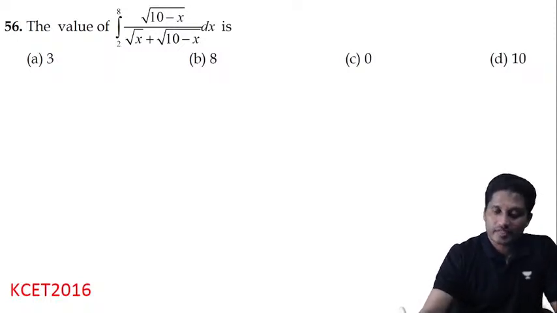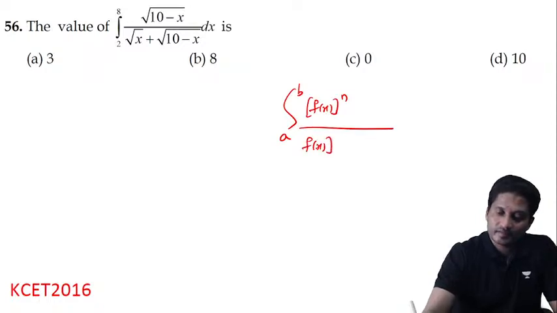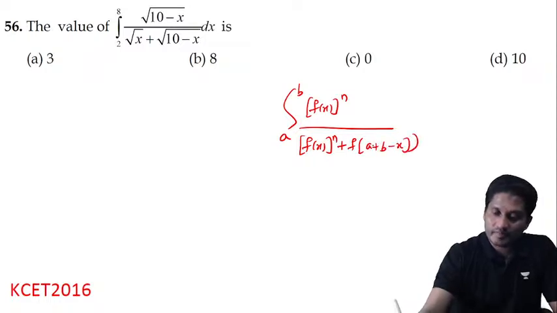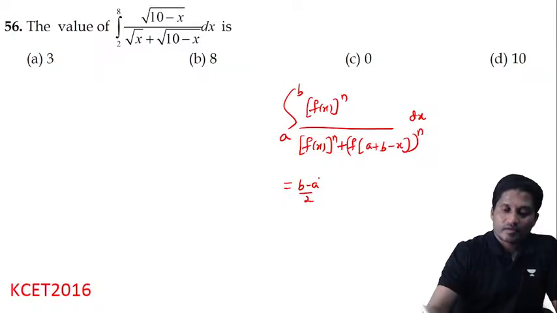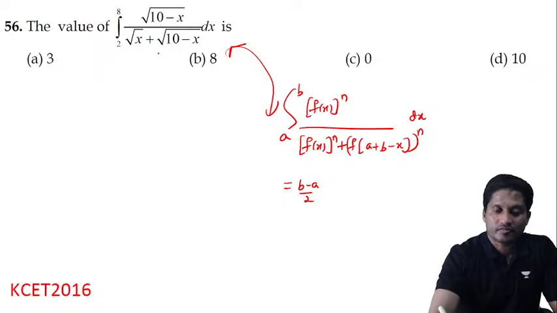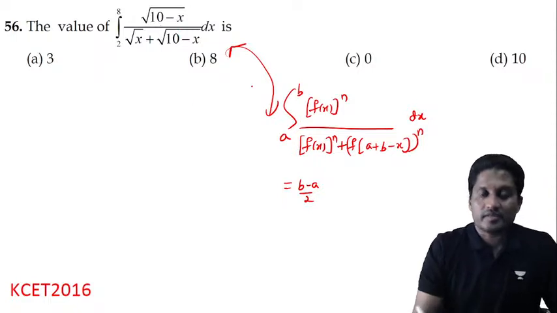There's a direct shortcut for this. The limit is a to b, f of x power n divided by f of x power n plus f of a plus b minus x whole power n, dx. That is lower limit plus upper limit minus x. Shortcut is always b minus a by 2. If you compare this and this in the same form, this is f of x, this is f of lower plus upper minus x, and you will get the same thing.